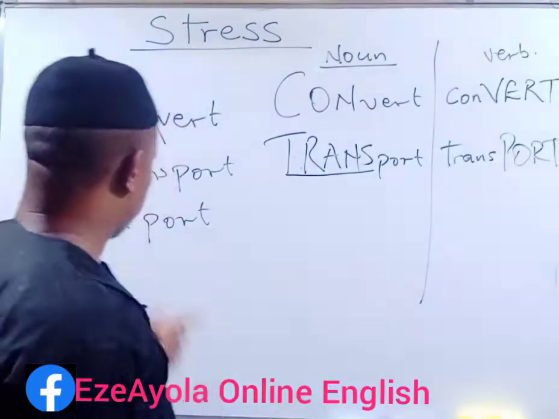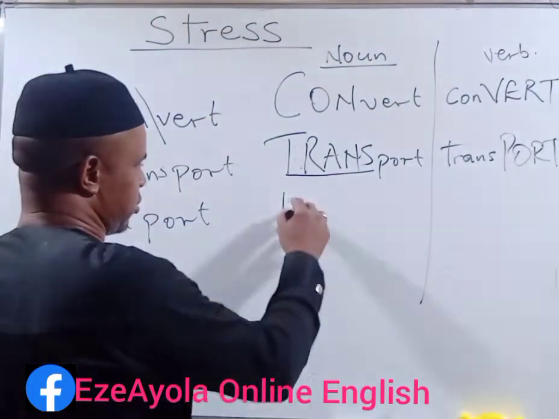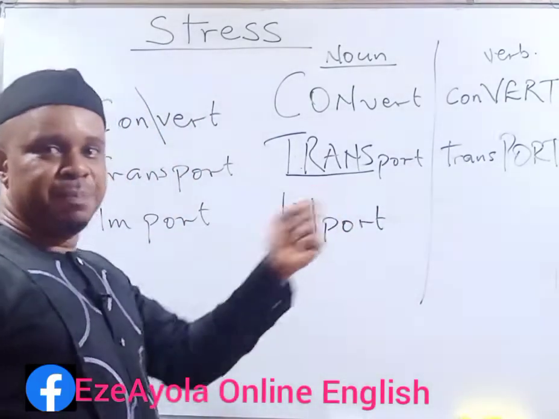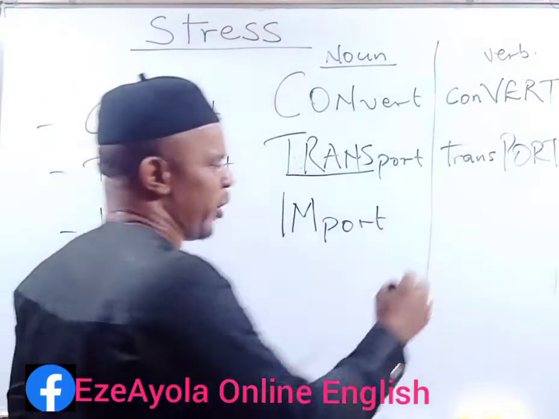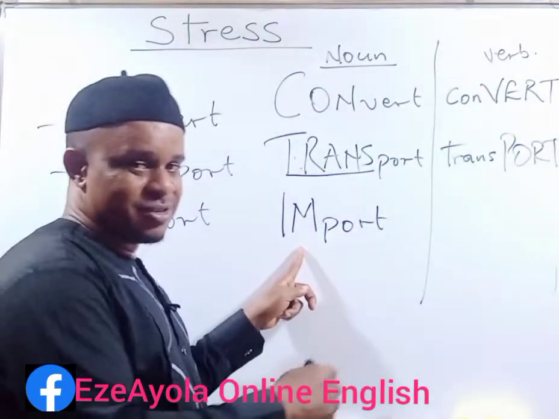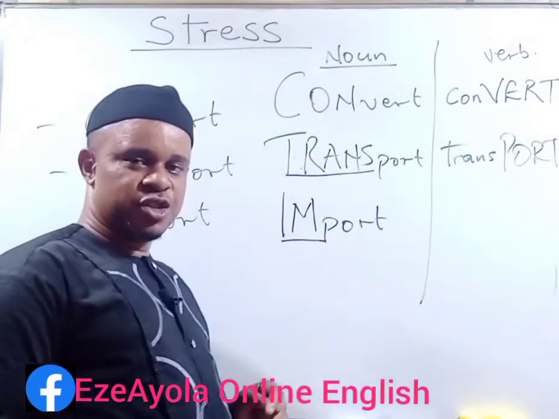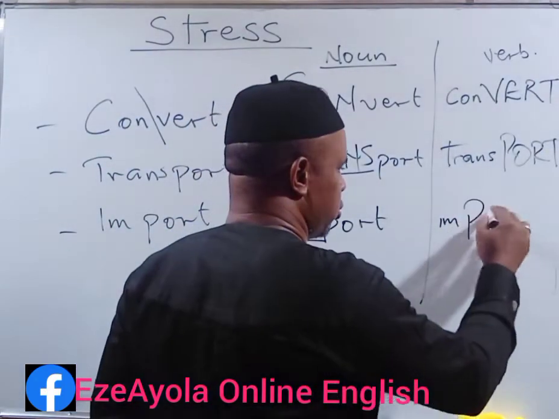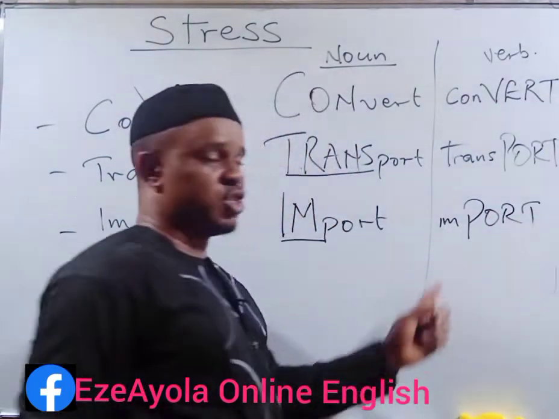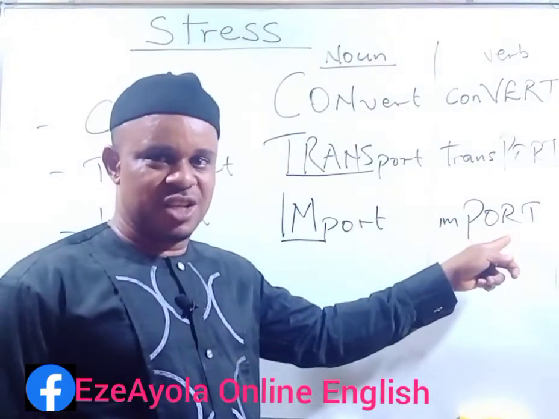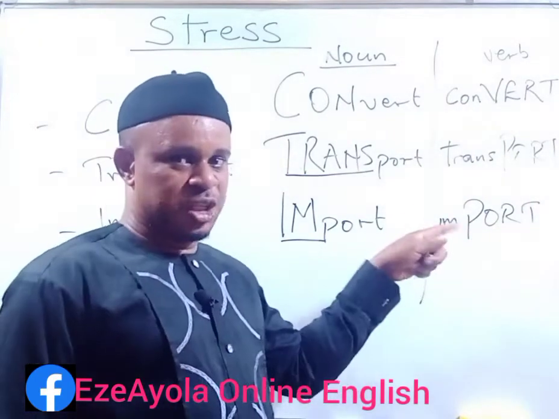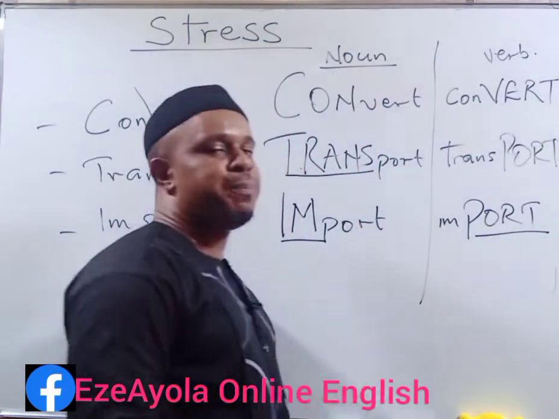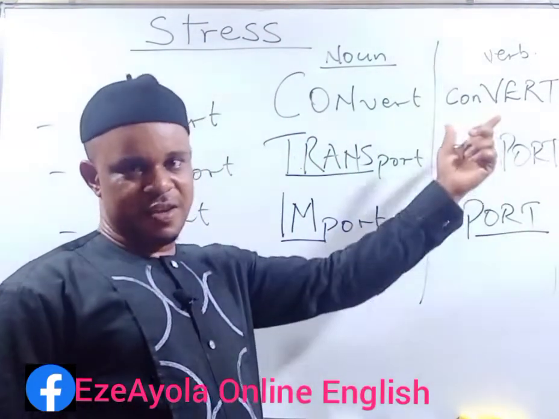Okay? The last one is import. The same thing we have. Import. All right? And then we have it as a noun here because the stress is on the first syllable. And then we have import. Here, the stress goes to the second syllable. And because the stress has shifted from the first syllable to the second, we have it as what? Import. And this is a verb.